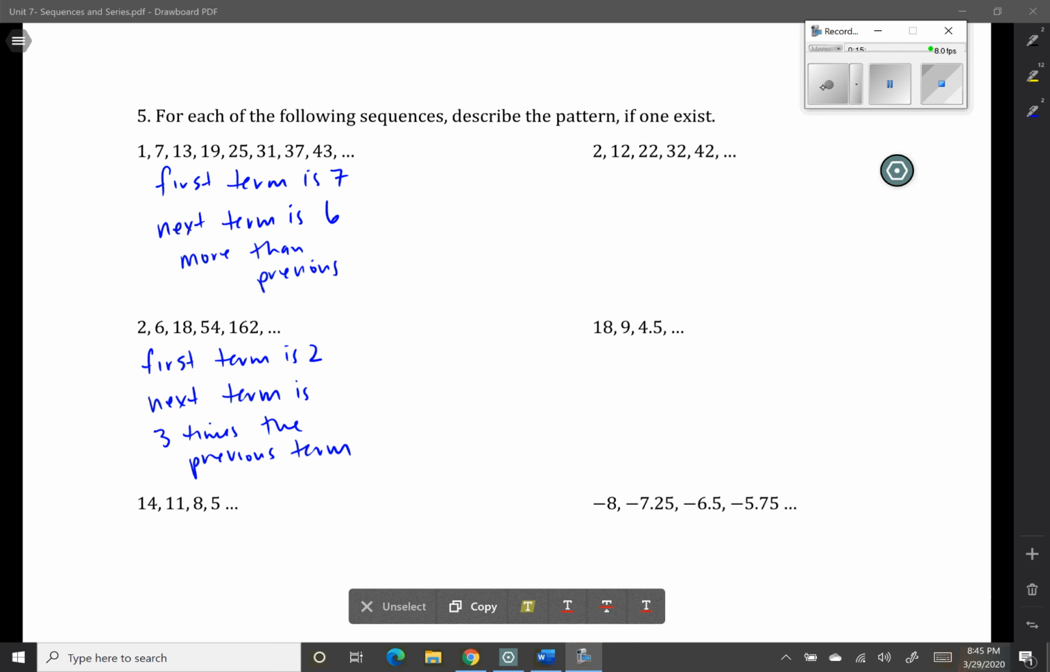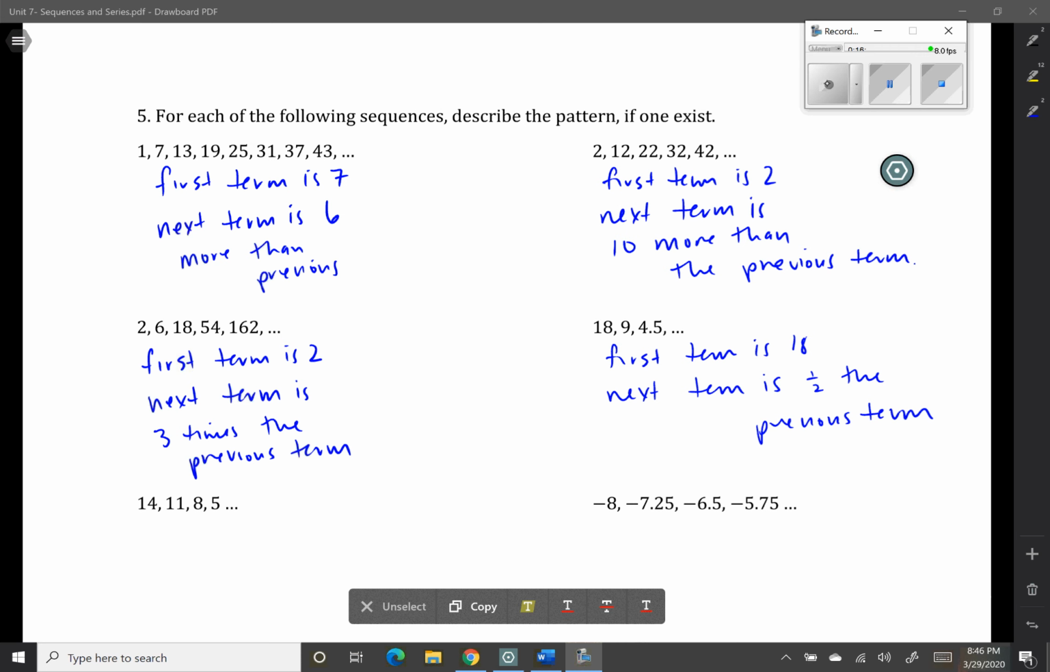All right, so that first one, I said the first term is 7, and I noticed the pattern is each term is 6 more than the previous, so we could say the next term is 6 more than the previous. For the second one, the first term is 2, and then every term after that is 3 times the previous term. So go ahead, keep going here, see if you get the same answers as me. I'll pause again and then come back with a couple more answers for you.